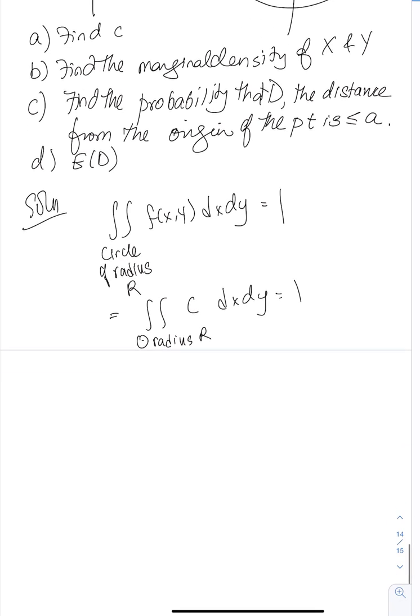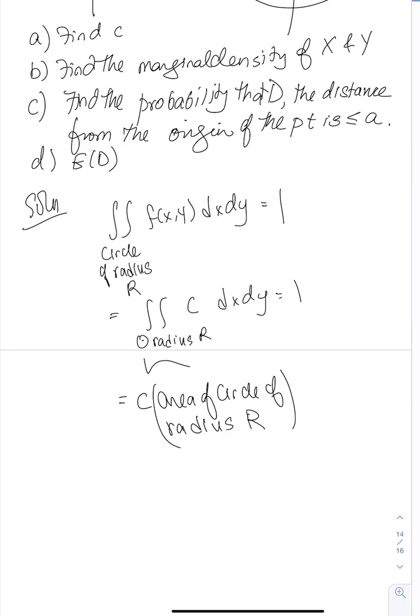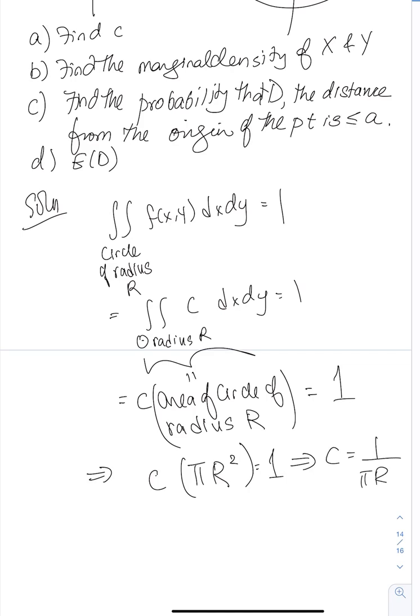The integral of a constant over a region, you have seen this before, is just the constant times the area of the circle of radius r. You need this to be equal to 1. So what does that tell you? C times pi R squared should be 1. That means C is 1 over pi R squared.